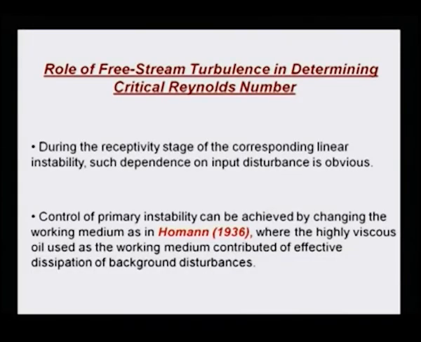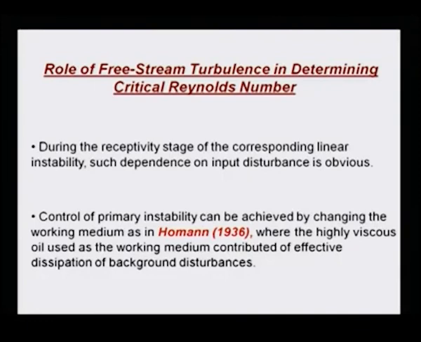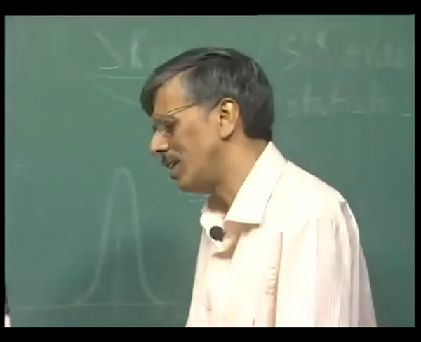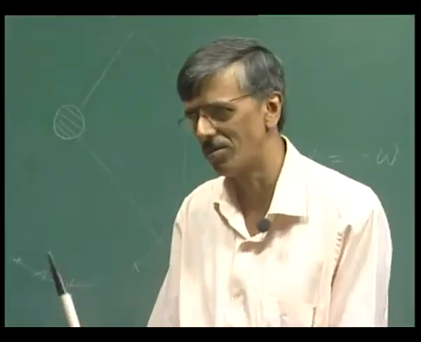Now, that was also the reason that Hohmann could do that. Hohmann's experiment was one such brilliant experiment, where control of primary instability was achieved by the working medium itself, because it was a very highly viscous fluid, and it could dissipate those background disturbances, and you could delay the primary instability indefinitely. Now, I think we have a fairly decent idea of what happens to bluff body flows, right? So, there is not much.